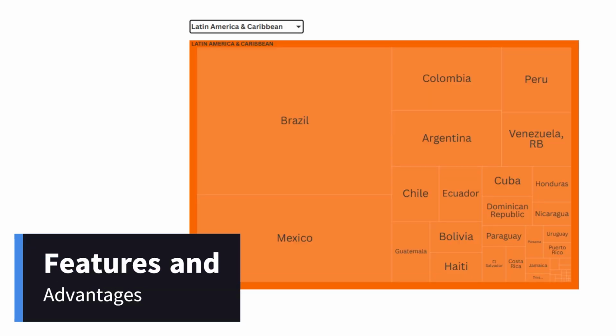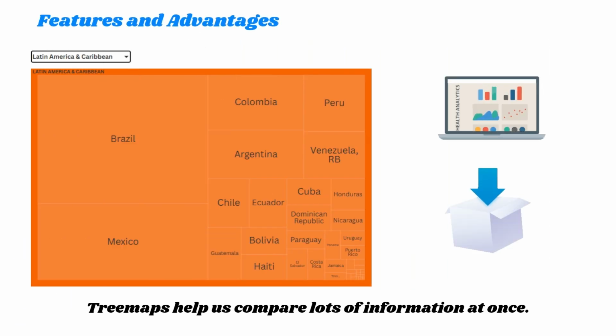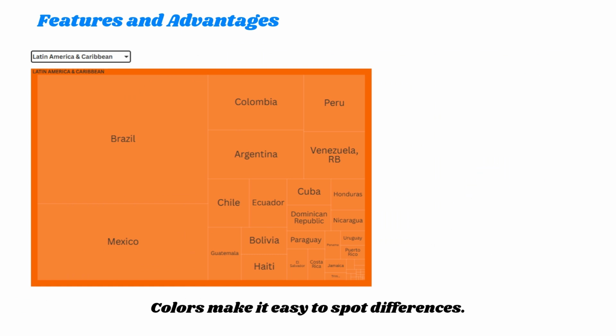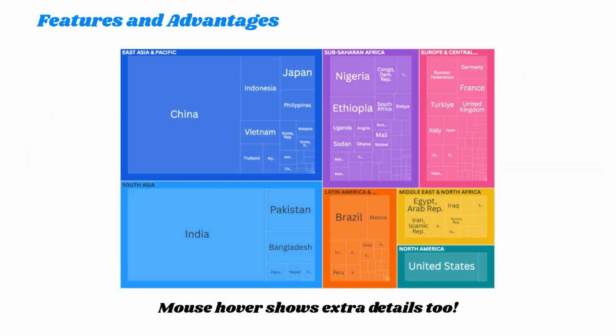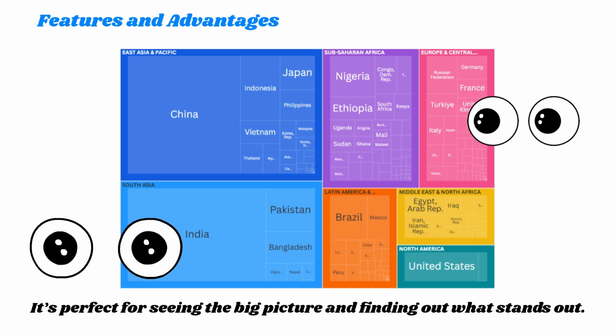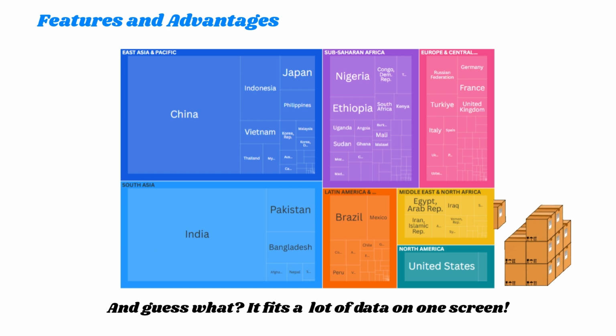Features and advantages. Treemaps help us compare lots of information at once. Colors make it easy to spot differences. Mouse hover shows extra details too. It's perfect for seeing the big picture and finding out what stands out. And guess what? It fits a lot of data on one screen.